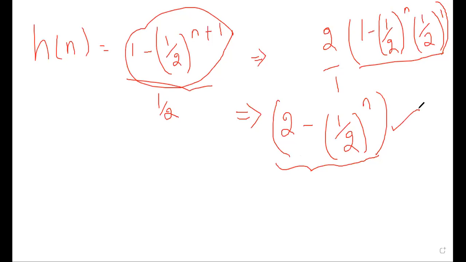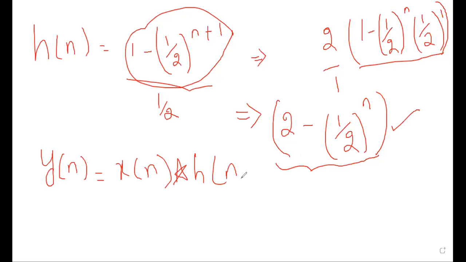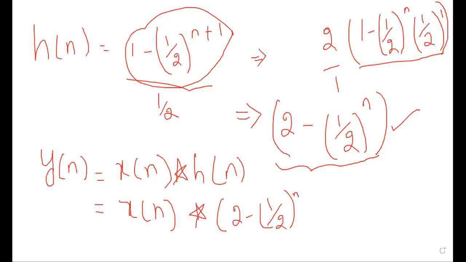I have shown how to do the simplification. So when you see the question, we are supposed to find the output y of n. I know y of n is nothing but x of n convolution with h of n. With a lot of difficulty I found h of n, and I just have to substitute here. This is your answer: y of n is equal to x of n convolution with 2 minus (1 by 2) power n.